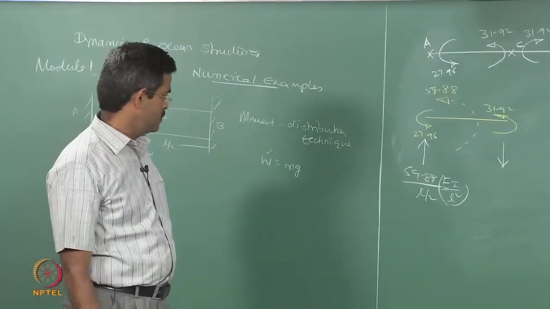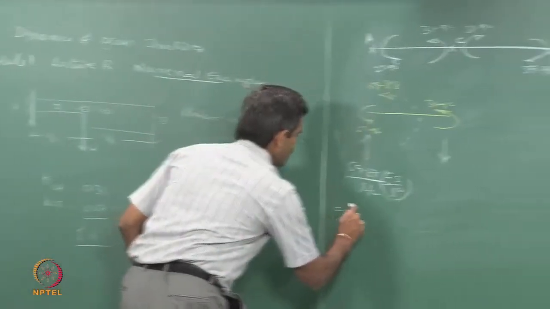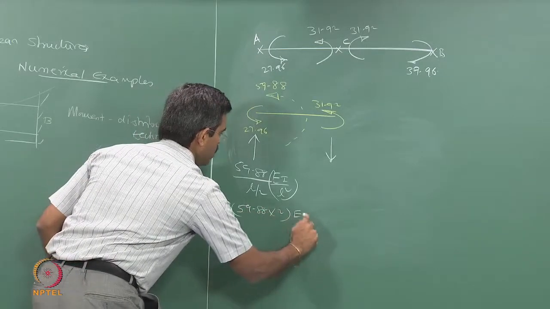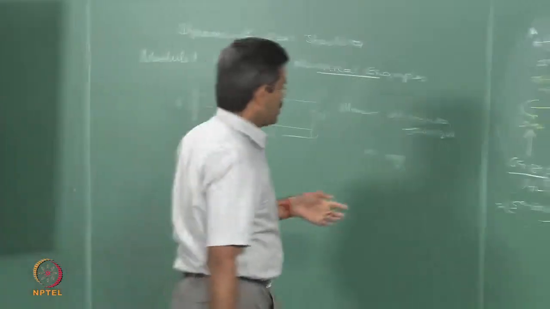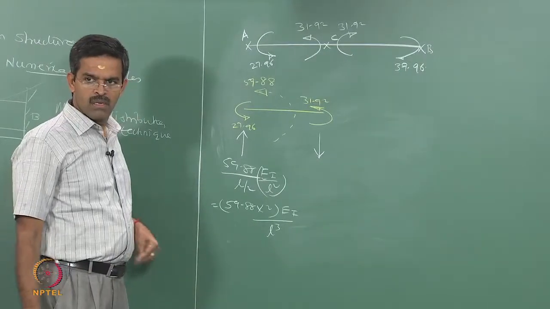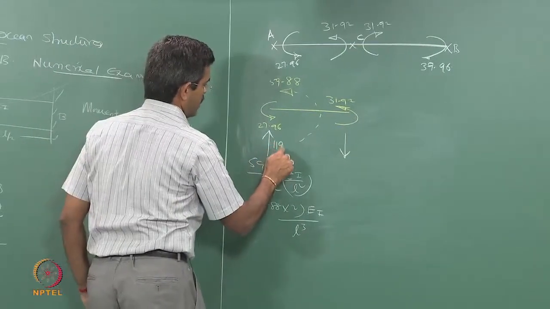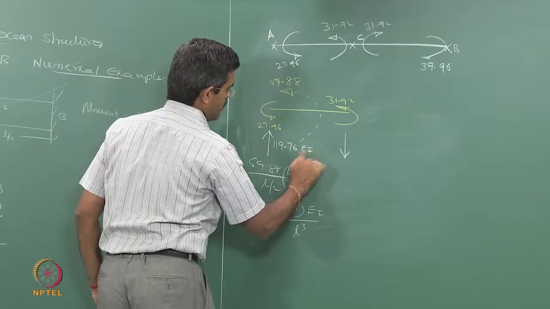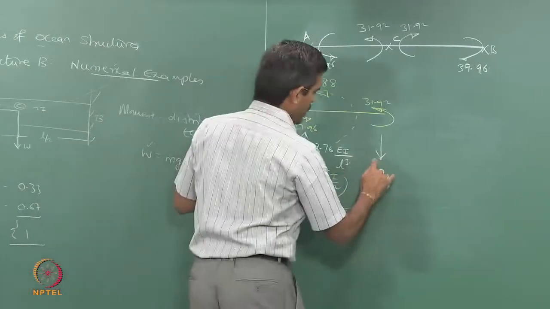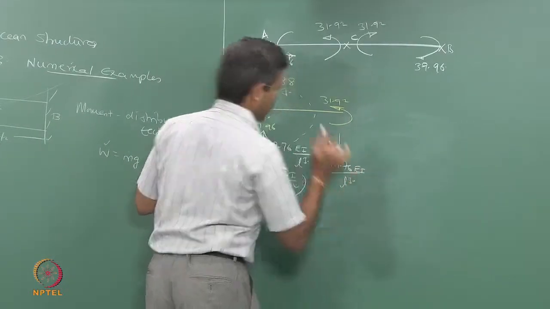Okay. So, I should say this as 59.88 into 2 EI by L cube. Is it 119.76? How much? So, I will write down 119.76 EI by L cube. This will also be the same, 119.76 EI by L cube.